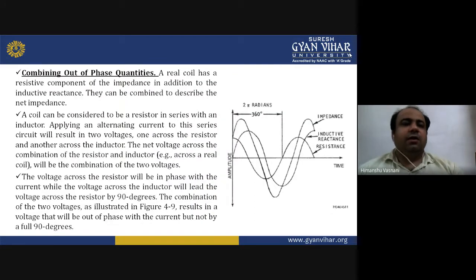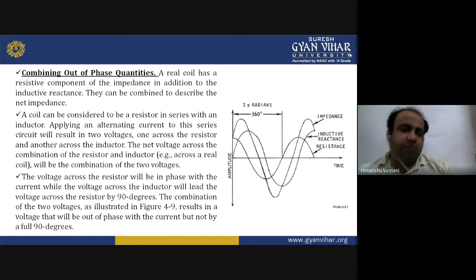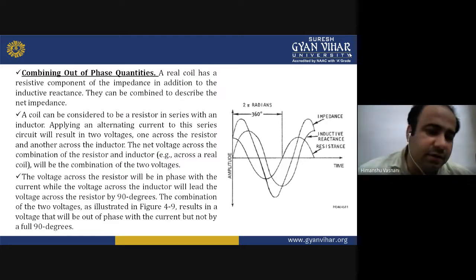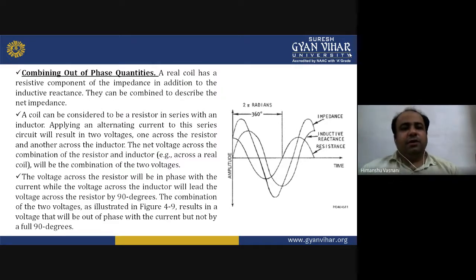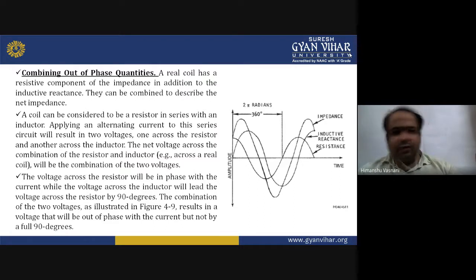Combining out of phase quantities. This is also really important, because the values of impedance, resistance and inductive reactance are all considered while combining these phase quantities. A real coil has a resistive component of the impedance in addition to the inductive reactance, so they can be combined to describe net impedance. The coil can be considered to be a resistor in series with an inductor.